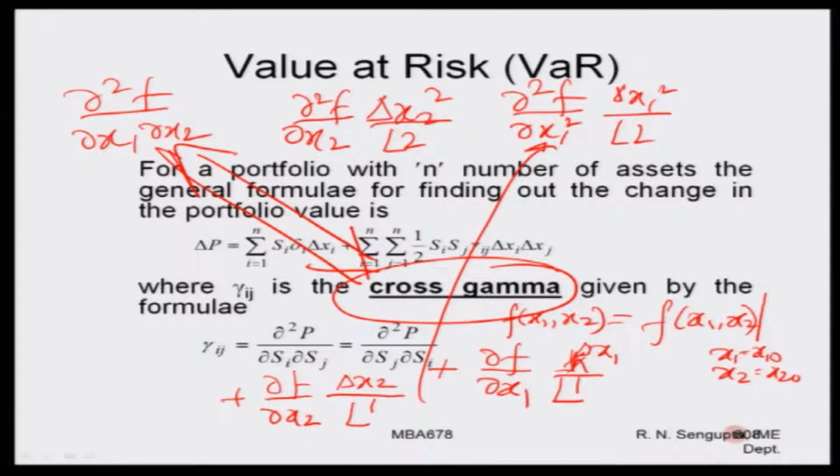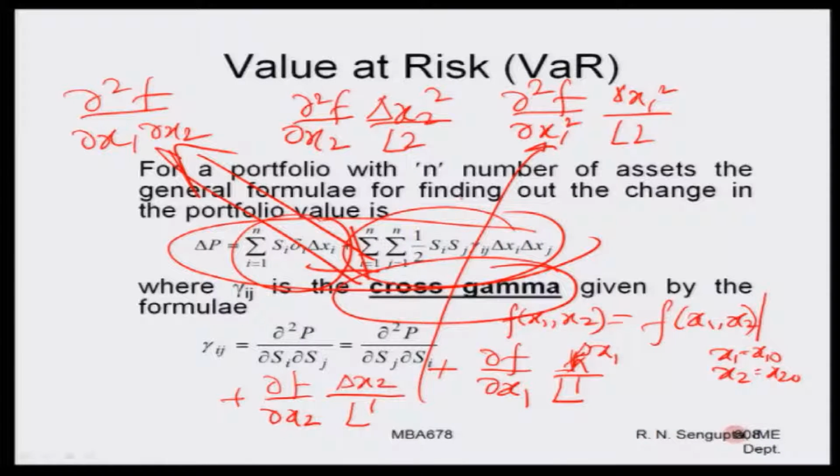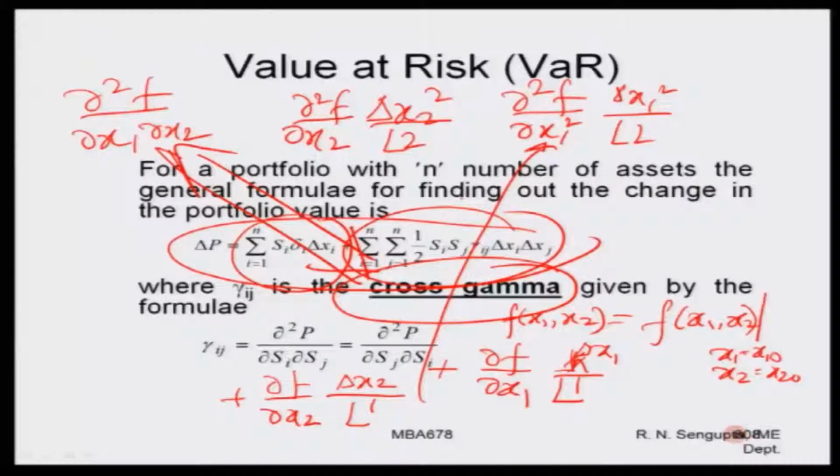So for a portfolio with n number of assets, the general formula for finding the change in the portfolio is given by this, where the first set of terms are the linear expansion for all the n terms, and the second set of terms are the rate of change of the second derivative with respect to x1 or x2 taken in different combinations. As I mentioned, gamma ij is the cross gamma given by the formula. So you can have the data and solve your problems accordingly.